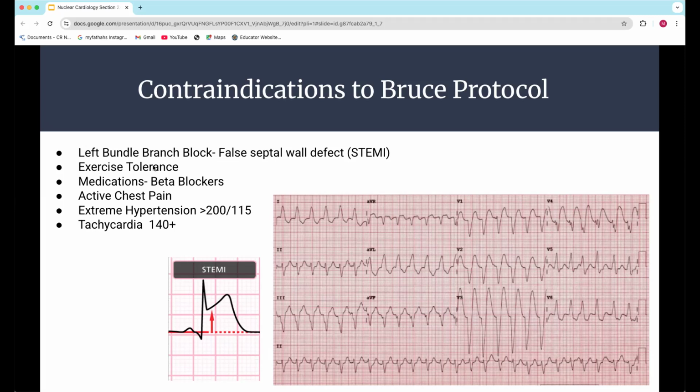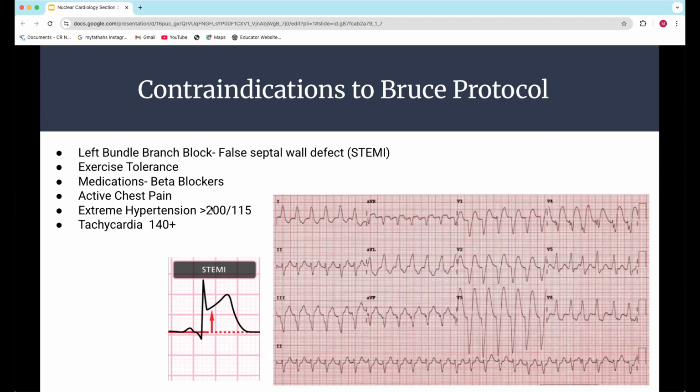The other one in contraindications is just exercise tolerance. Some patients, whether they have orthopedic issues or whatever, they can't exercise. They can't get up to their max heart rate, and so it just doesn't work. Of course, patients that have to stay on a beta blocker, we've talked about why that is, because it affects heart rate. Active severe chest pain. If your patient comes in like, oh my gosh, I'm really not feeling good, obviously, you don't want to get them on a treadmill. We need to have them looked at by a provider at that point.